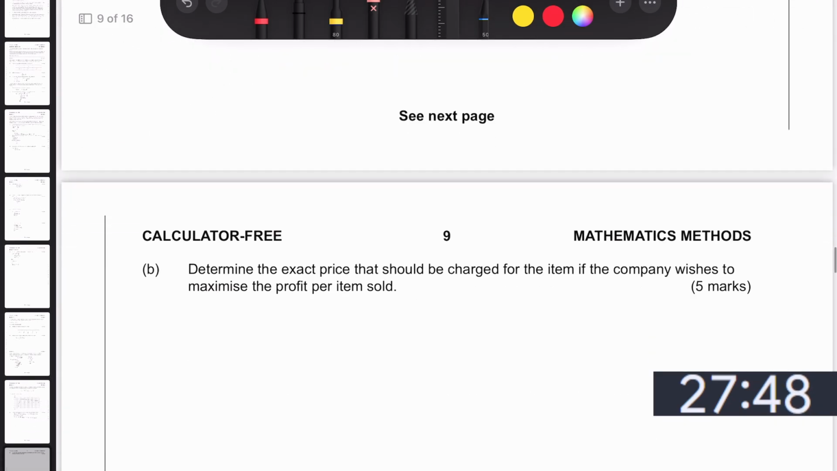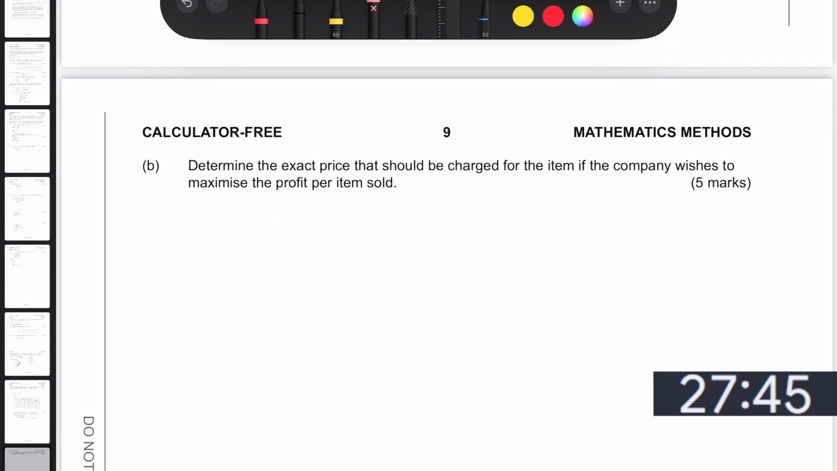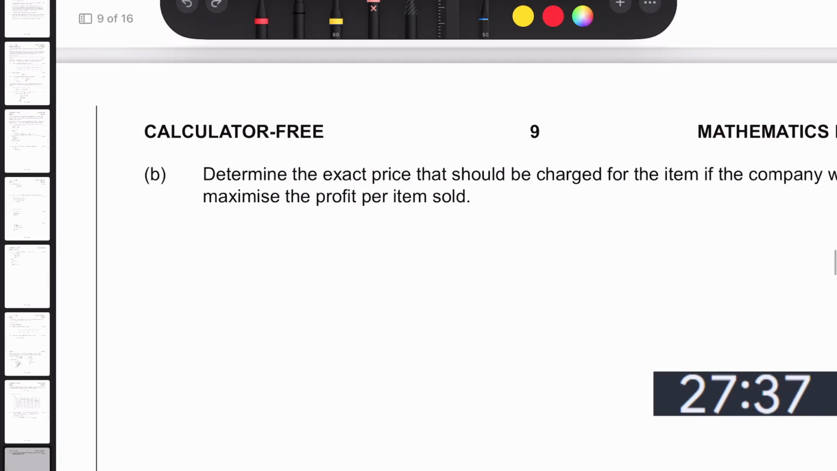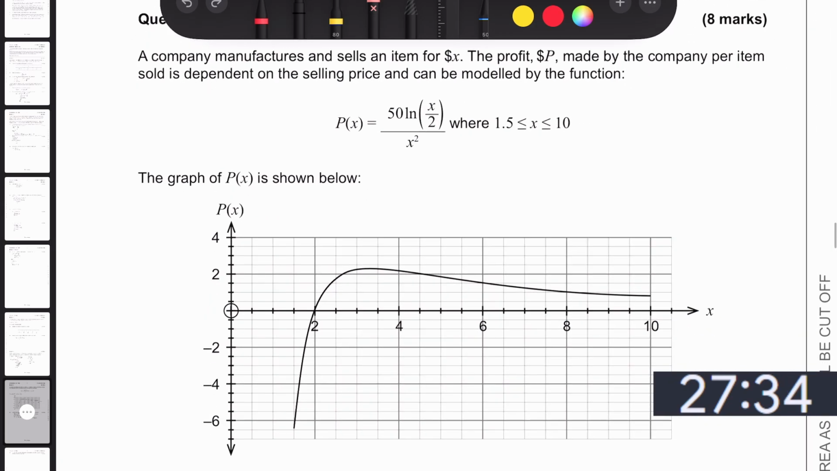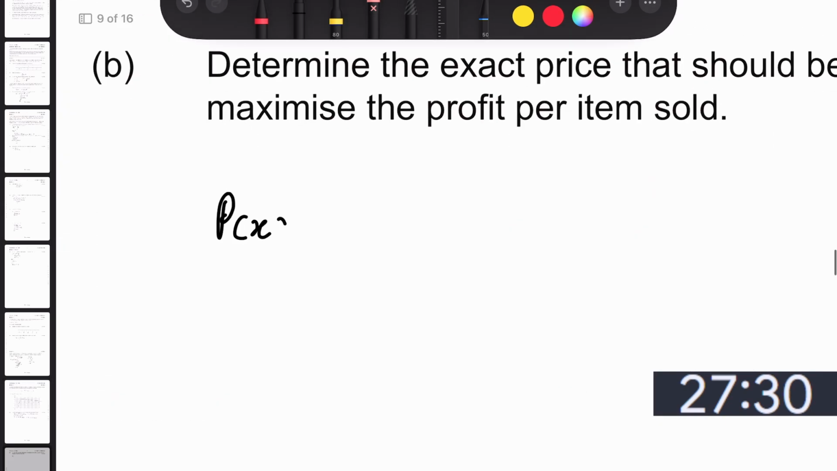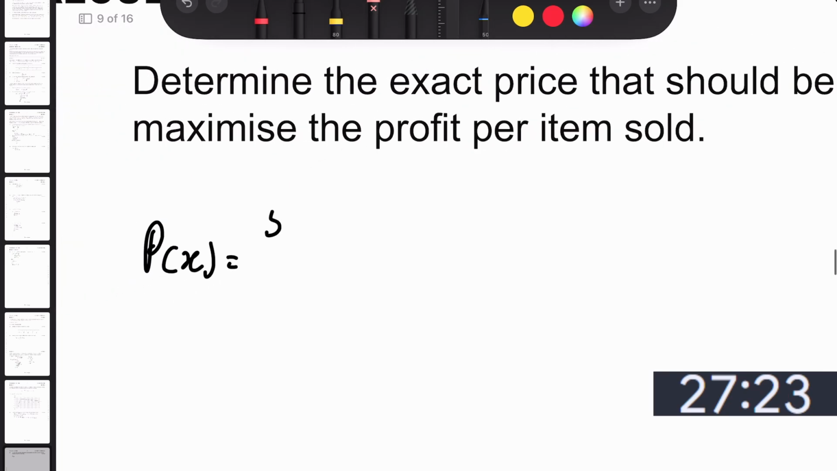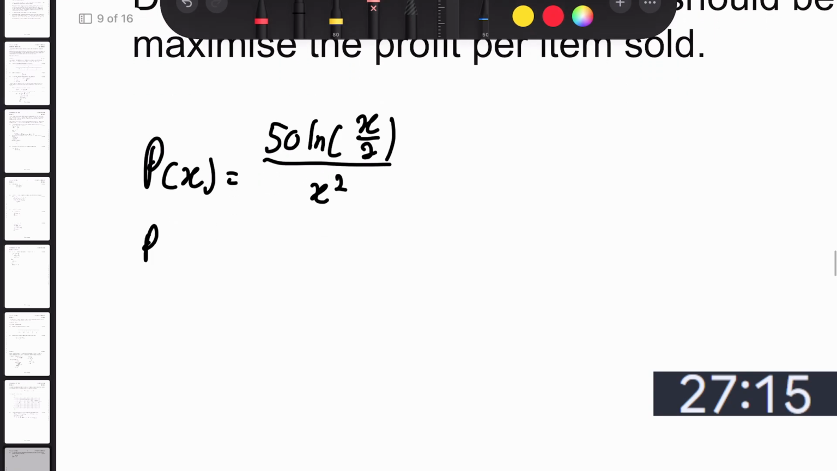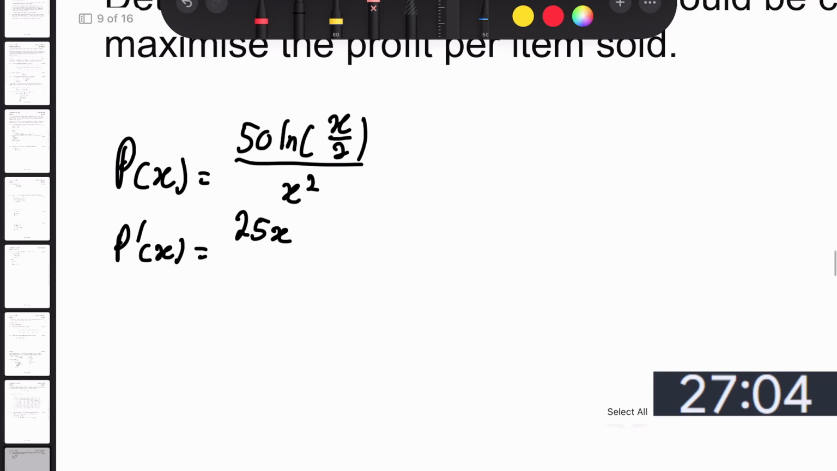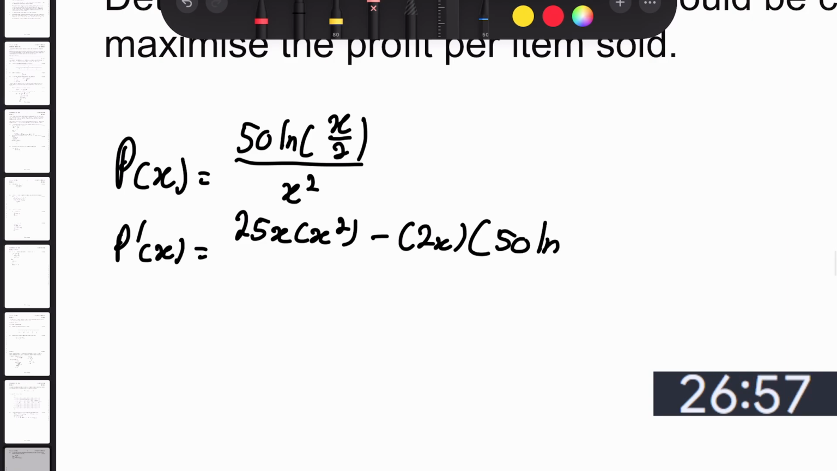Okay. Determine the exact price that should be charged for the item if the company wishes to maximize the profit per item. So we want to maximize profit per item, which is P of X. So P of X is equal to, is it 50 ln of x on 2, so on 2 all over x squared. So then the derivative is going to be derivative of the top, which is going to be 25x times x squared minus 2x times 50 ln of x on 2.